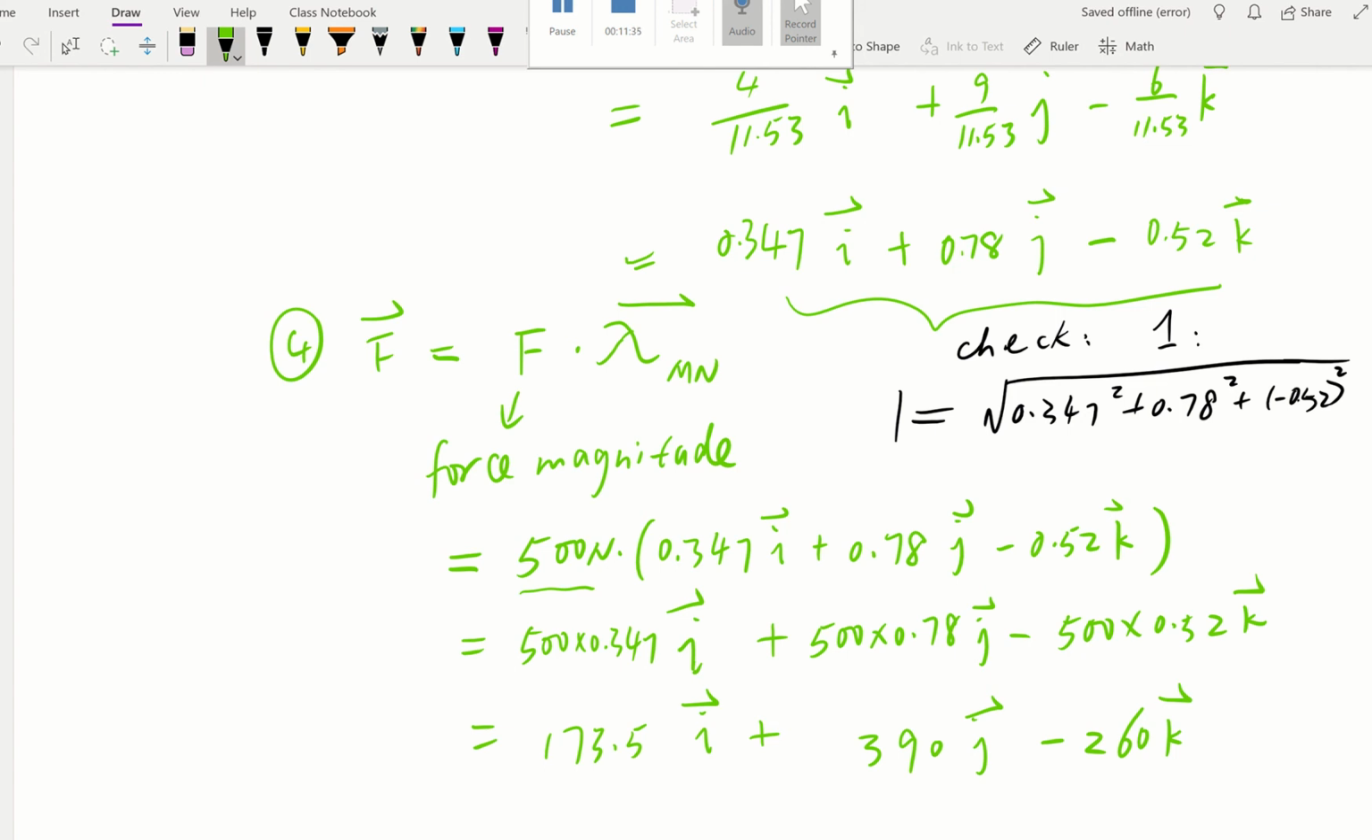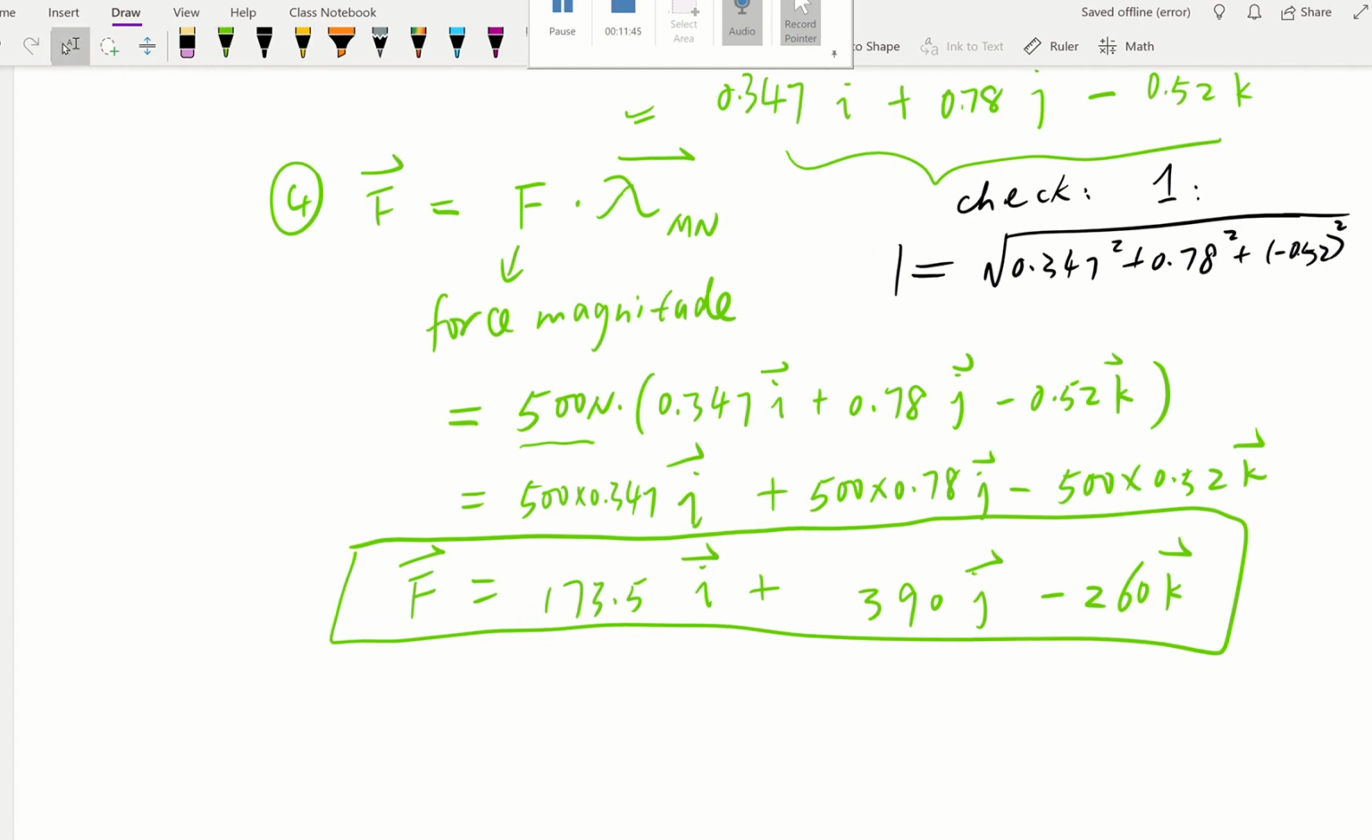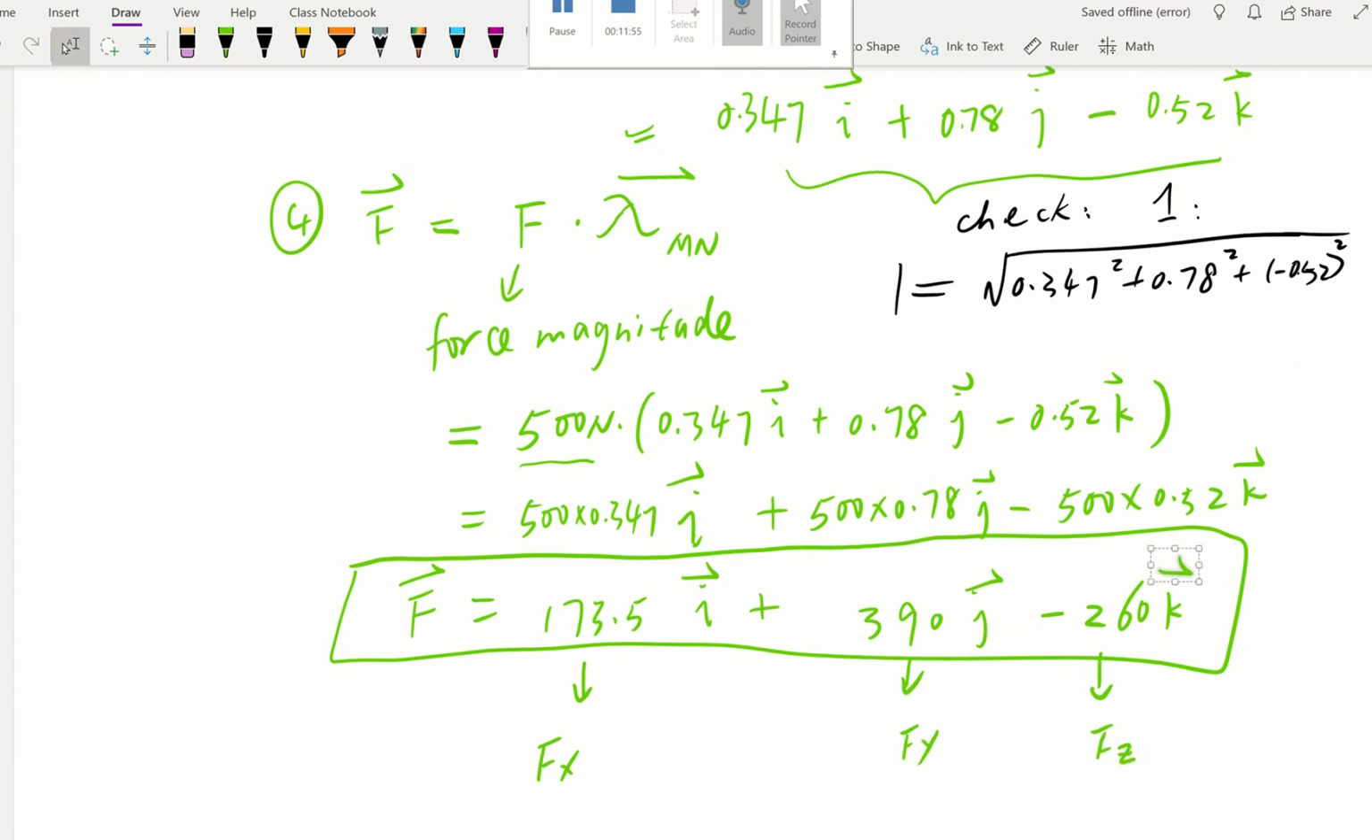Sorry. So anyway, you got our force along a line. For the first problem, you write down the Fx, Fy, Fz, k term. So that's going to be your Fx, this will be your Fy, and this is going to be our Fz. So that's it for this problem.